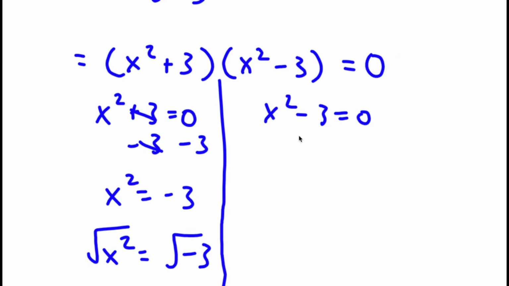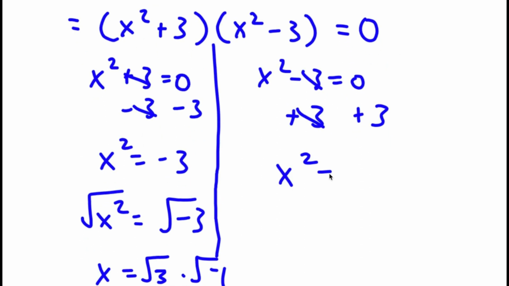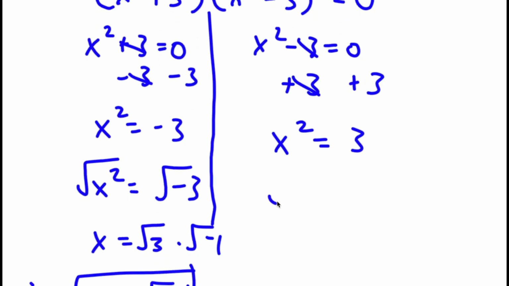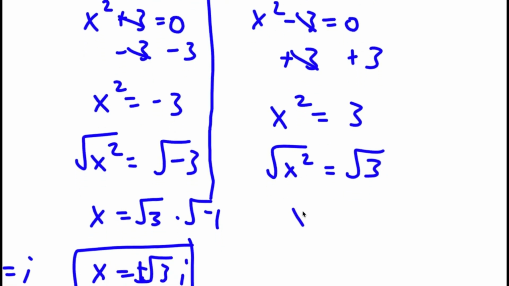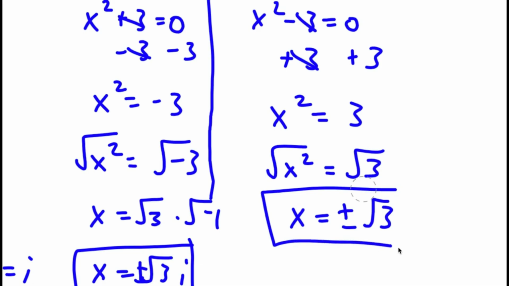Now for x squared minus 3 equals 0, I can add 3 on both sides, and I have x squared is equal to positive 3. Now if I take the square root on both sides, square root of x squared is x, and I have positive or negative square root of 3. So these are two more solutions.